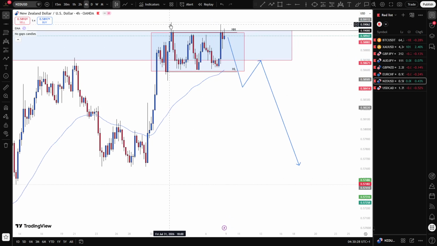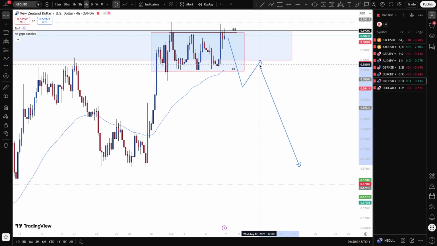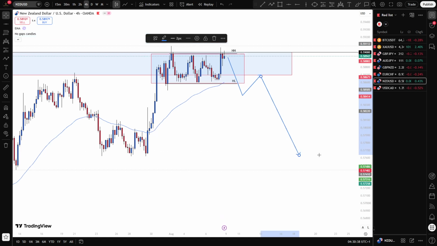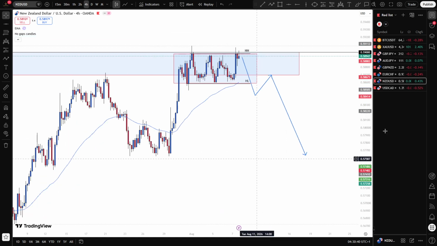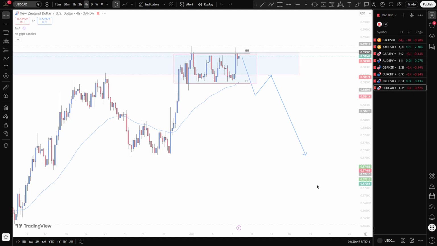Okay, so we have just two liquidity grabs. If we have the push, more like the retest of the zone, then I'll set the trades to the downside. Okay, so if we move down again, we have USD CAD.